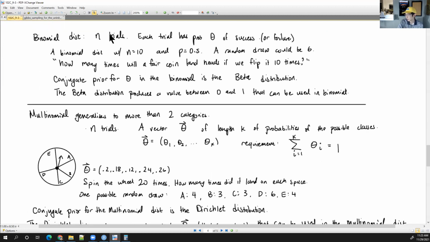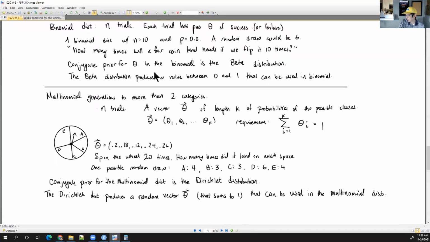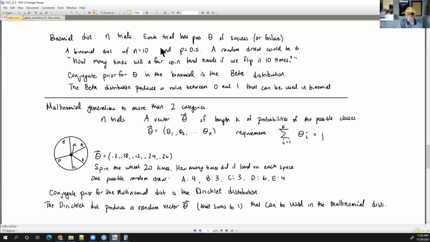Okay, so here's just me explaining the multinomial distribution. So the binomial distribution, you have n trials. Each trial has a probability of, say, theta for success or failure. And if you did binomial with n equals 10 and p equal to 0.5, this would be, how many times does the coin land heads if you flip it 10 times, okay?